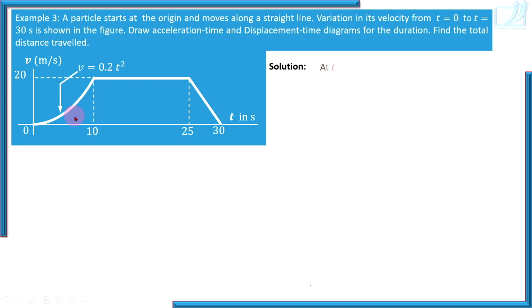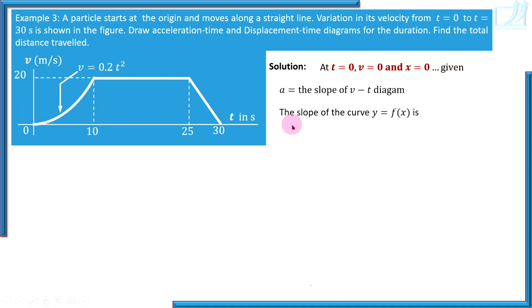Vt diagram is given, and the information is at t equal to 0, v is 0 and x is 0. So at t equal to 0, velocity 0, it starts at origin. We are going to draw at diagram now. How vt diagram is related with acceleration? So acceleration is slope of vt diagram. So we'll use that logic. Acceleration is slope of vt diagram.